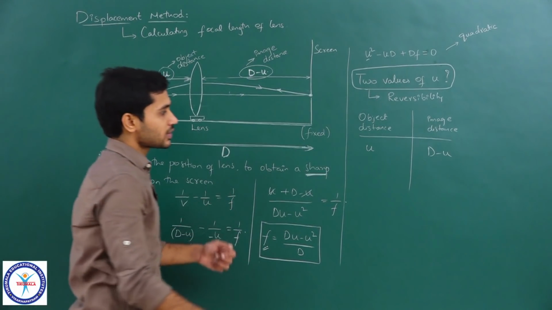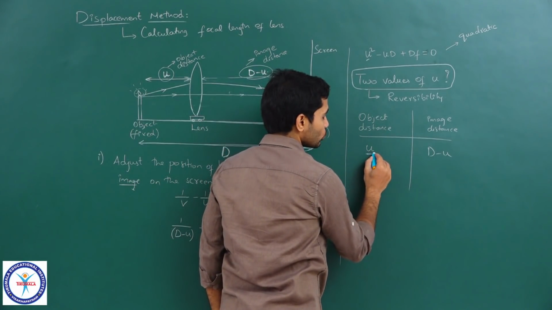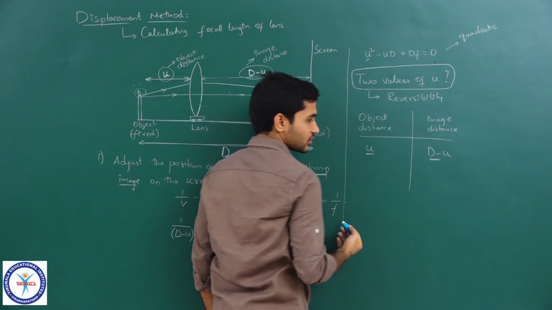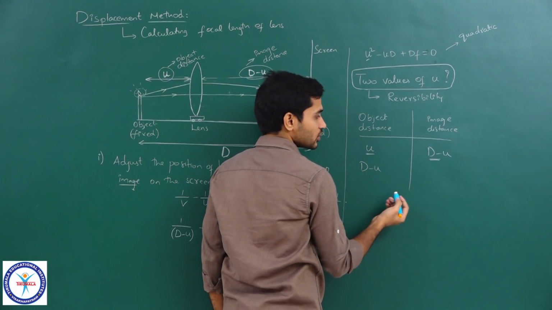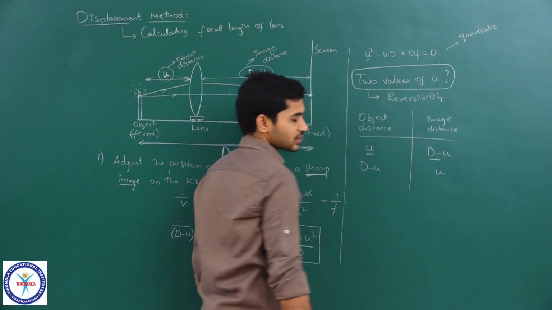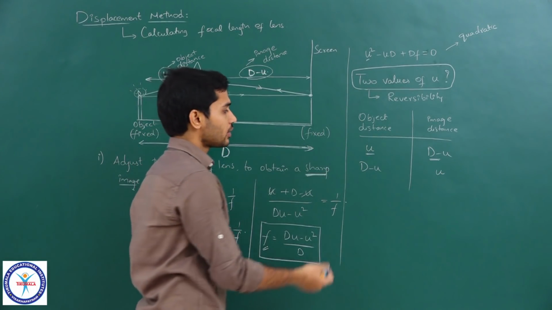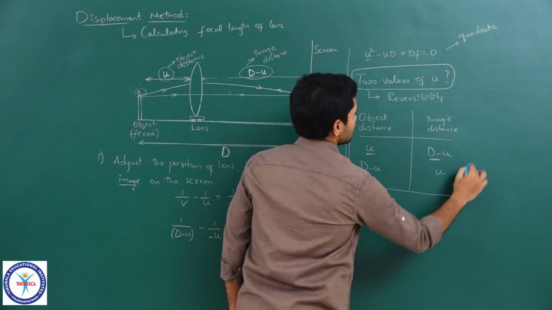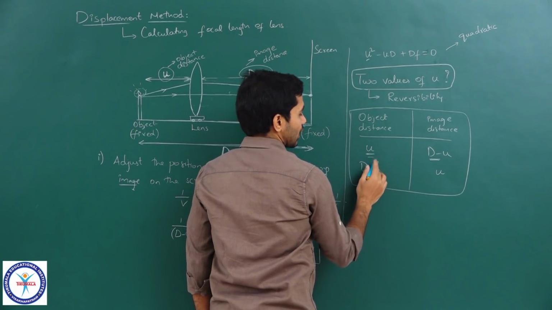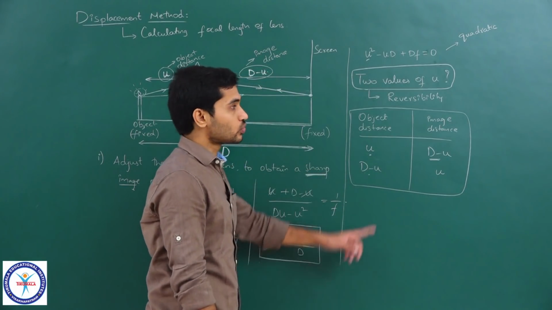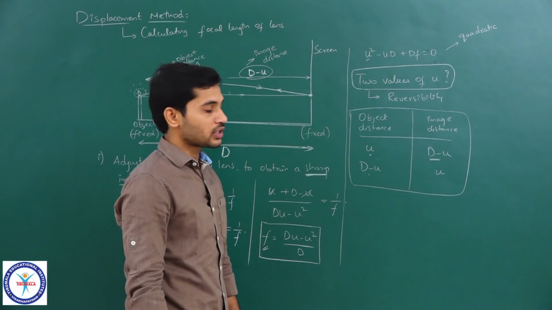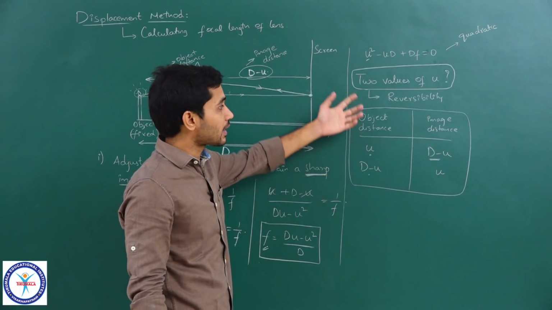So, what I am trying to say is, for an object distance of u, if the image distance is d minus u, then we can say for sure that if d minus u is the object distance, the image distance will be u. And you can easily say that these are the two values, which will be the roots of that equation. Clear? For sure, which you can directly check also.